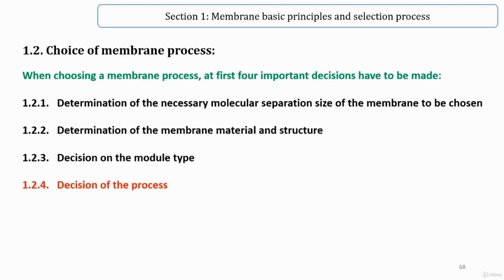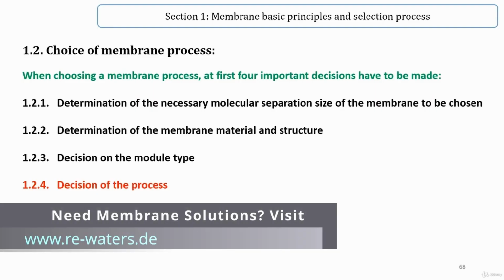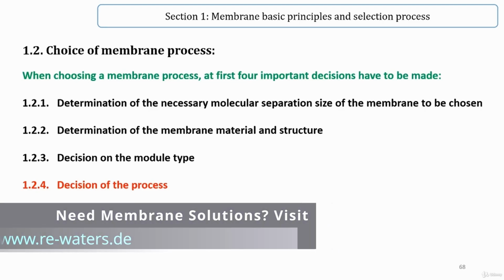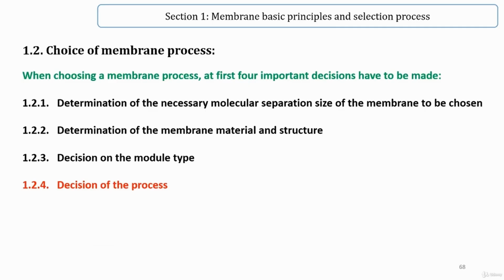So, up to now, you learned the main steps of the membrane selection process, such as the membrane separation size, membrane materials, and membrane modules. Let's look at the last step, decision of the process. In this step, you can learn how to determine the operating mode and some basic principles of the pressure vessel configuration and skids.